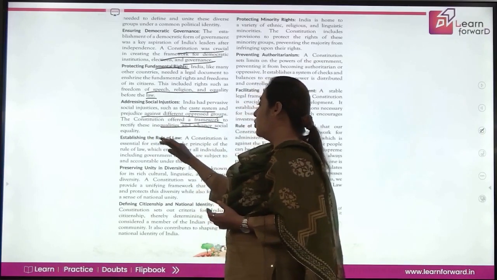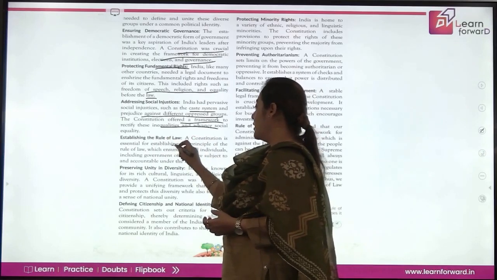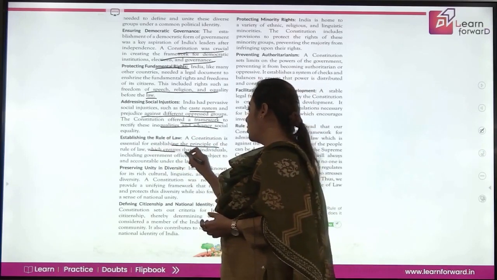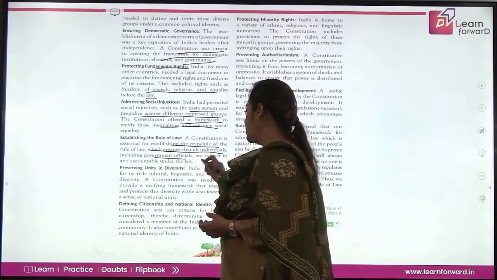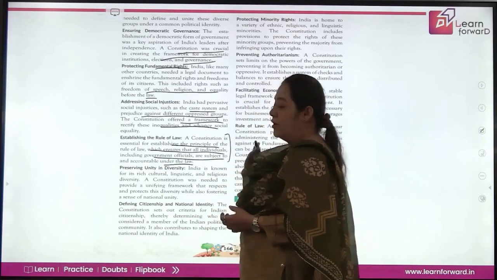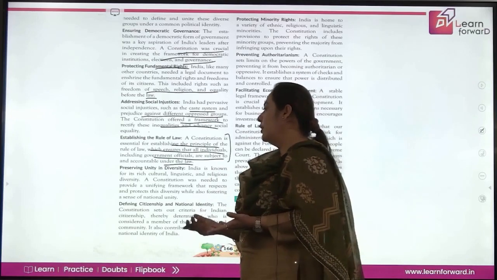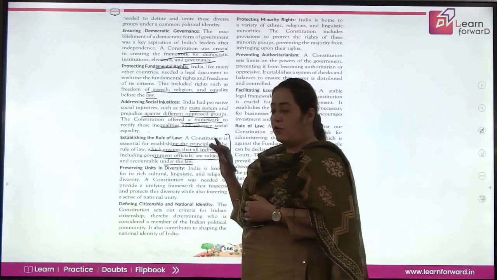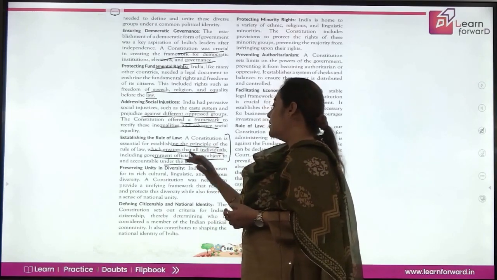Then came the rule of law. A constitution is essential for establishing the principle of rule of law, which ensures that all individuals, including government officials, are subject and accountable to law. So whoever it is, big or small, a government official or a common layman, will definitely follow the law. Preserving unity and diversity.